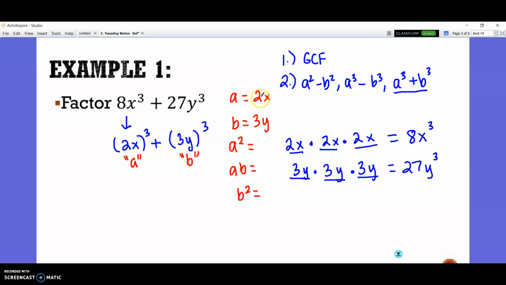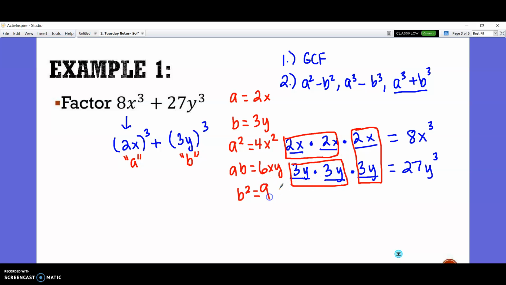Now that you know what a is, 2x. To get a squared, I just have to multiply 2x times 2x. So right here, 2x times 2x would be 4x squared. A times b, that just means multiply 2x times 3y. So if I multiply 2x times 3y, we get 6xy. And then last is b squared. So right here, b squared, 3 times 3 is 9, y times y is y squared.